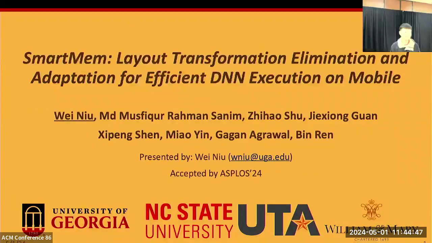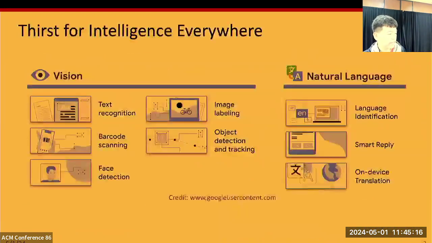Okay, yeah, thank you. So, hello everyone. Today I'm going to present our paper, Smart Memory Layout Transformation, Elimination, and Adaptation for Efficient Data Execution on Mobile Devices. This work is a joint work among 4 universities. I'm from University of Georgia, and also NC State University, the University of Texas Arlington, and William & Mary. We work together for this project.